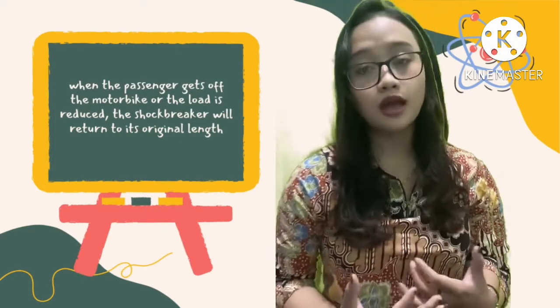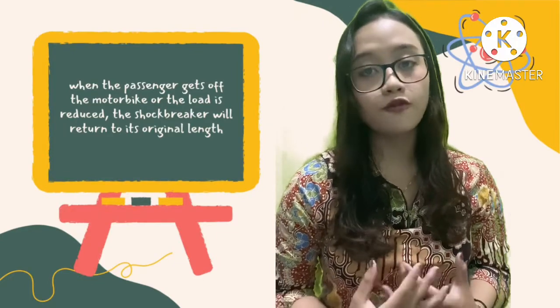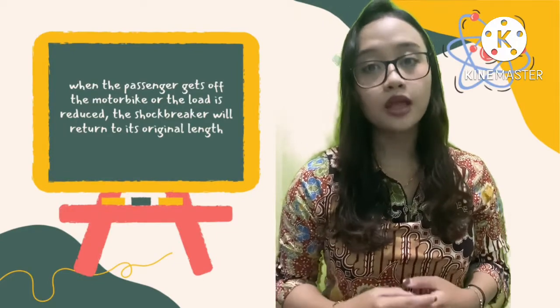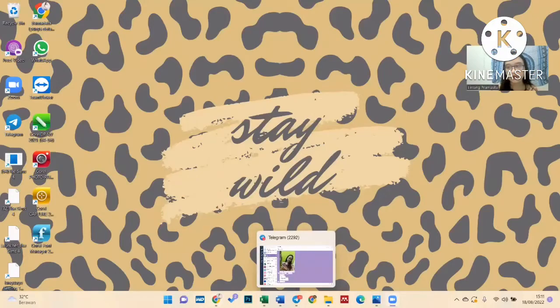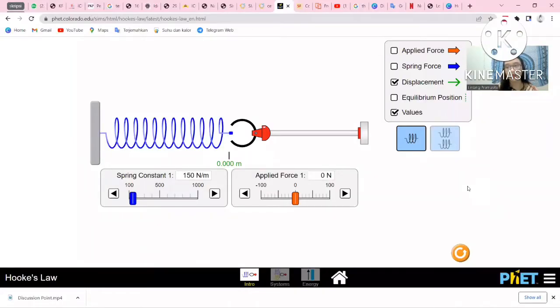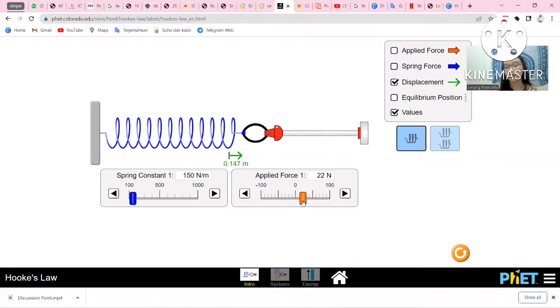And now, to better understand the phenomenon, I'm going to run a virtual lab with PhET Colorado, about Hooke's law. We can see that there is the spring constant, applied force, and there's the spring. And we will change the applied force. First, we apply 20 Newton.